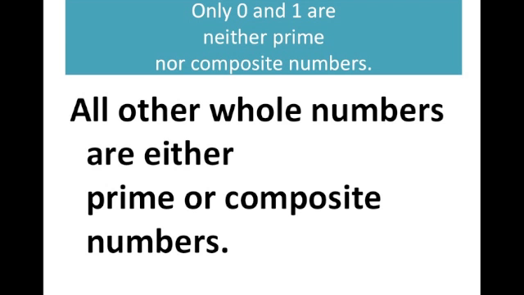They either have to be prime, meaning two unique factors, one and itself, or composite, meaning more than two possible factors. An example of a composite number might be 4. So if I were to break apart 4, I could say 1 times 4 gives me 4, but I could also say 2 times 2 gives me 4. Because there are two possible sets of factors, that's what makes the number 4 composite.